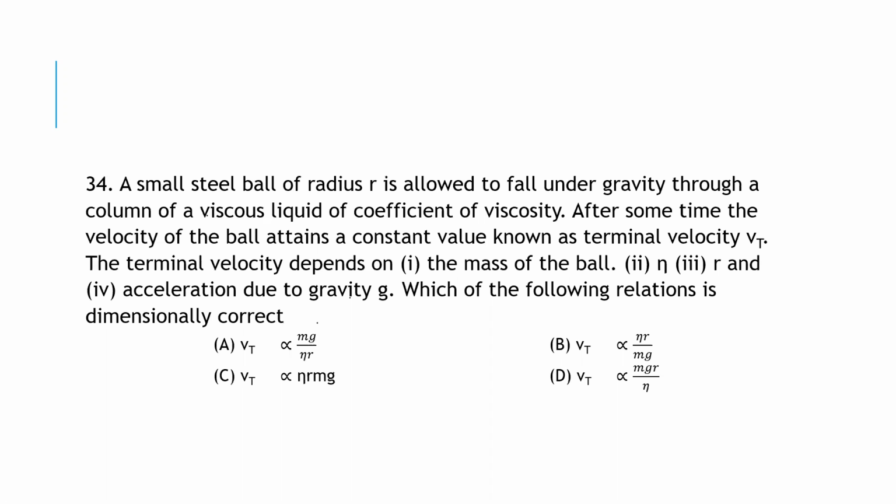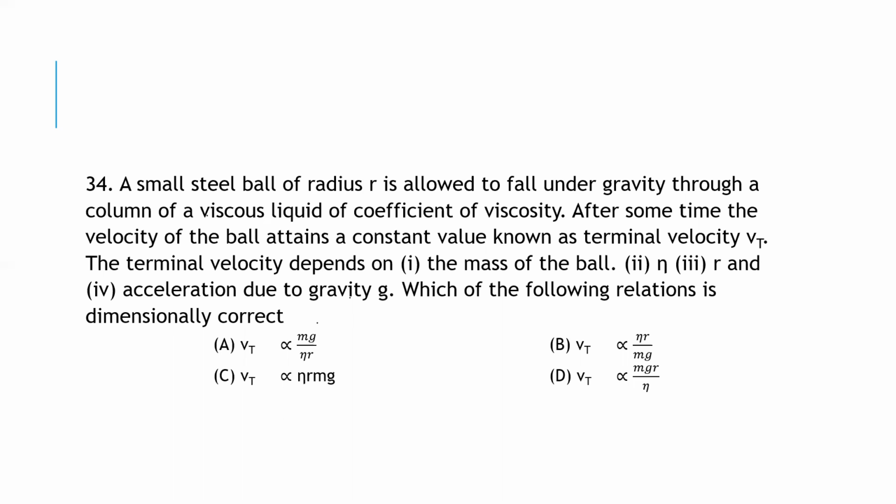A small steel ball of radius r is allowed to fall under gravity through a column of viscous liquid of coefficient of viscosity eta. Okay, after some time, the velocity of the ball attains a constant value known as terminal velocity Vt.